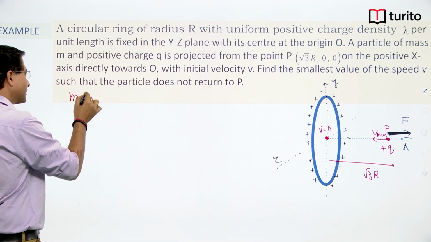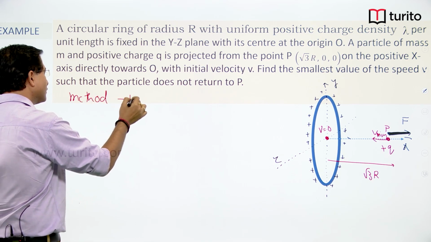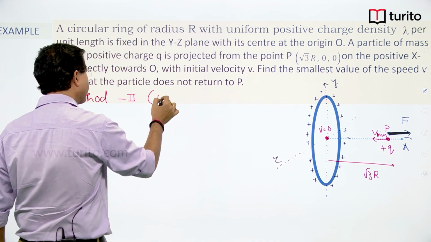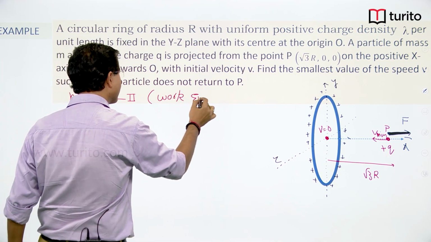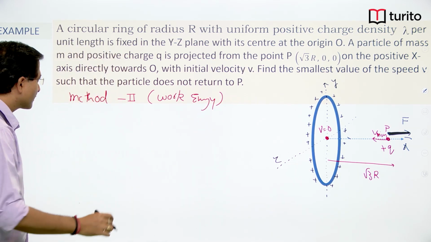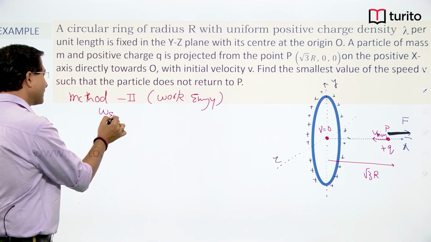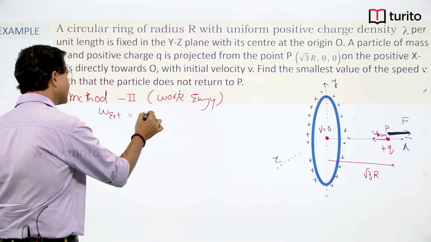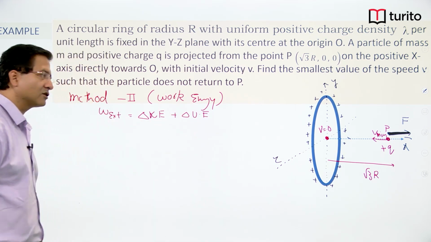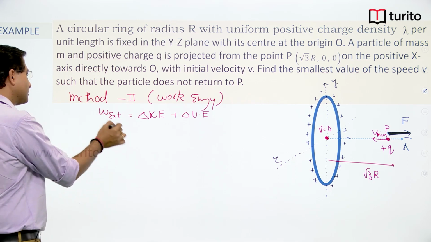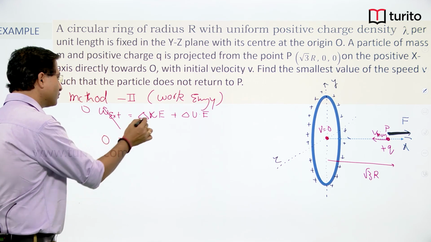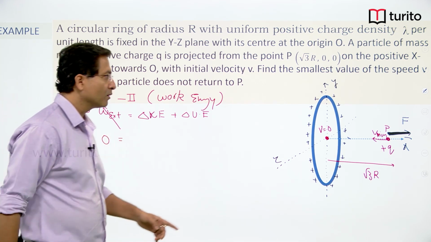So now this is method 2, right, work energy. So from work energy theorem, work done by external is equal to change in kinetic energy plus change in potential energy. External agent changes the mechanical energy of the system. As there is no external agent present, this term will be 0. So I can conserve the mechanical energy of the system. I can write 0 is equal to change in kinetic energy. Look at this one, final minus initial.